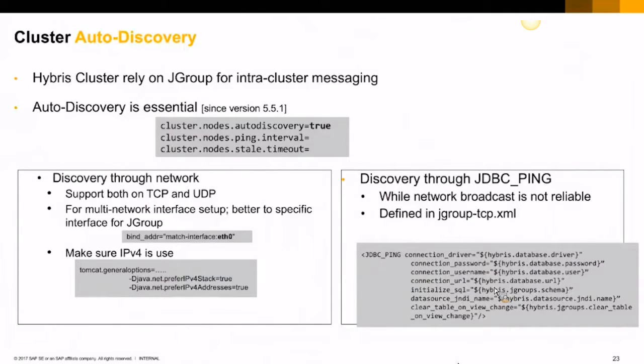In some cases, we find that the network broadcast message is not very reliable. So in Hybris, with our pre-configured JGroups TCP.xml, in some cases we will need to use the JDBC ping in order to avoid the network issues or network latency when discovering a new node.